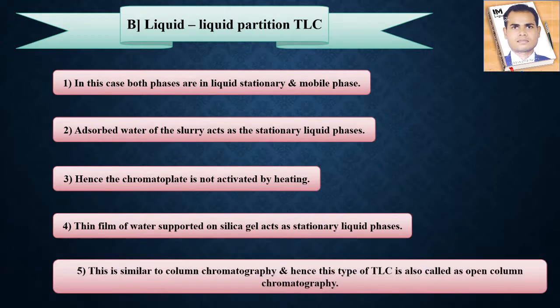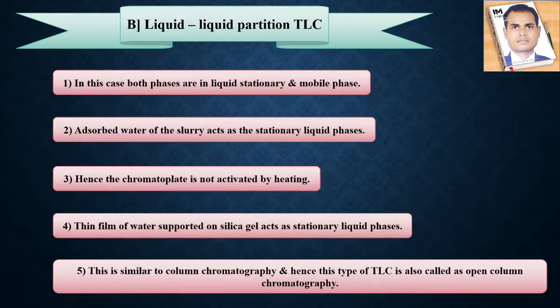This type of TLC is similar to column chromatography, and hence it is also called open column chromatography, right? We also call it open column chromatography. So in this type of TLC, we can use silica gel, which is acting as a stationary liquid phase, right? And as the mobile phase we can use different solvents.